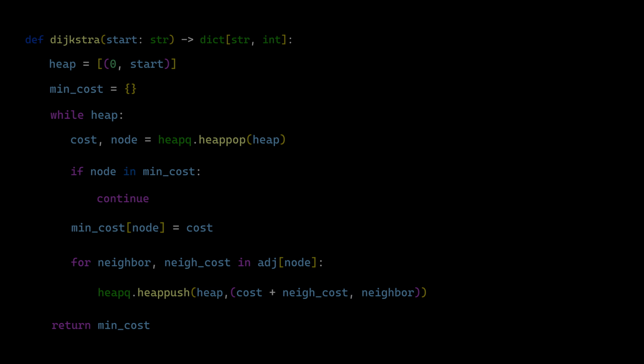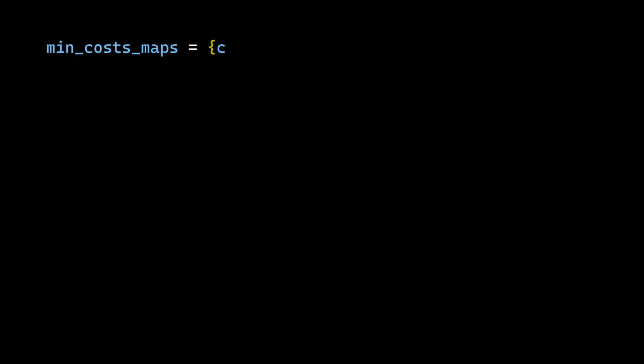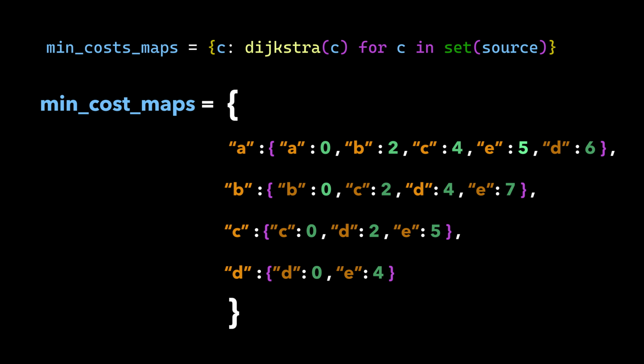Now that we have a way to get the minimum cost to every other node given a source node, we just need to apply Dijkstra's algorithm to every unique letter in the graph. After doing this, we now know the cheapest path from every node in the graph to every other node.